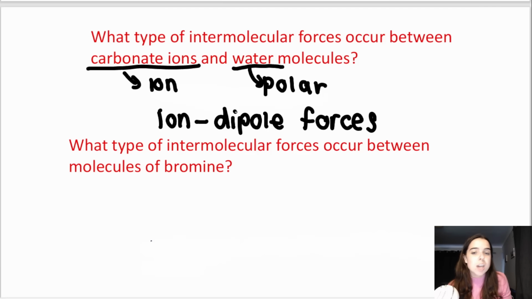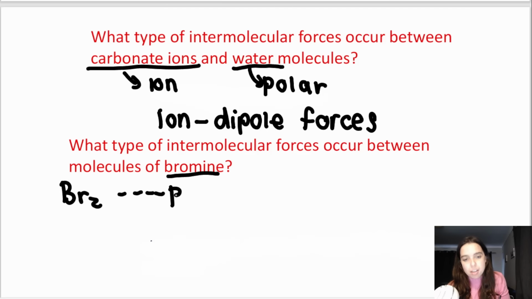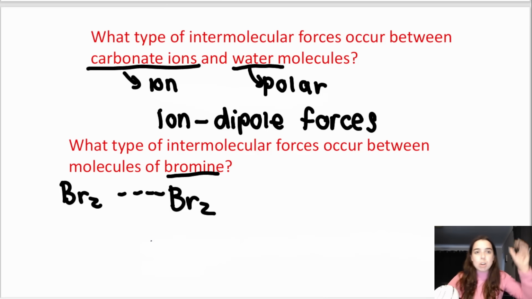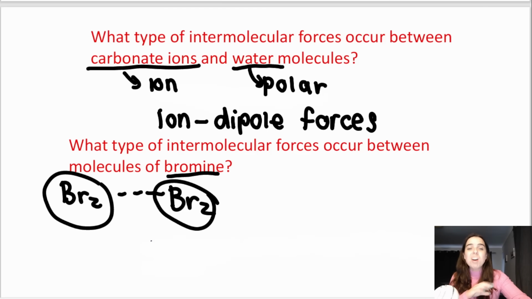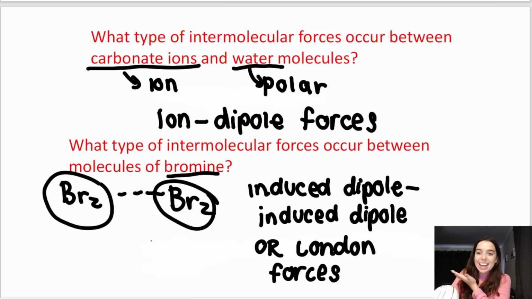Last one, what type of intermolecular forces occur between molecules of bromine? So they mean one bromine with another bromine. That's what they mean. So Br and Br. Bromine is nonpolar. This bromine is nonpolar. So what did we say about nonpolar? Induced dipole, or London forces. There we go.